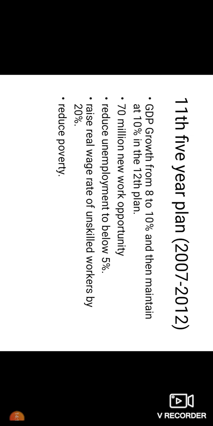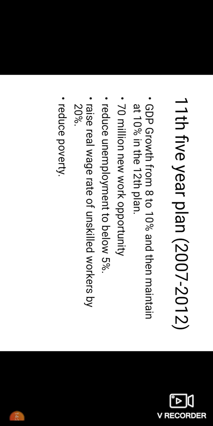Then next one, the University asked about the 11th Five-Year Plan. We also need to focus nowadays on the 12th Five-Year Plan. This 12th Five-Year Plan I will upload in the next video separately. So here we will focus on some of the main points of the 11th Five-Year Plan, which is 2007 to 2012. Now the 12th Five-Year Plan is running. GDP growth from 8 to 10% and maintain 10% in the 12th Five-Year Plan.